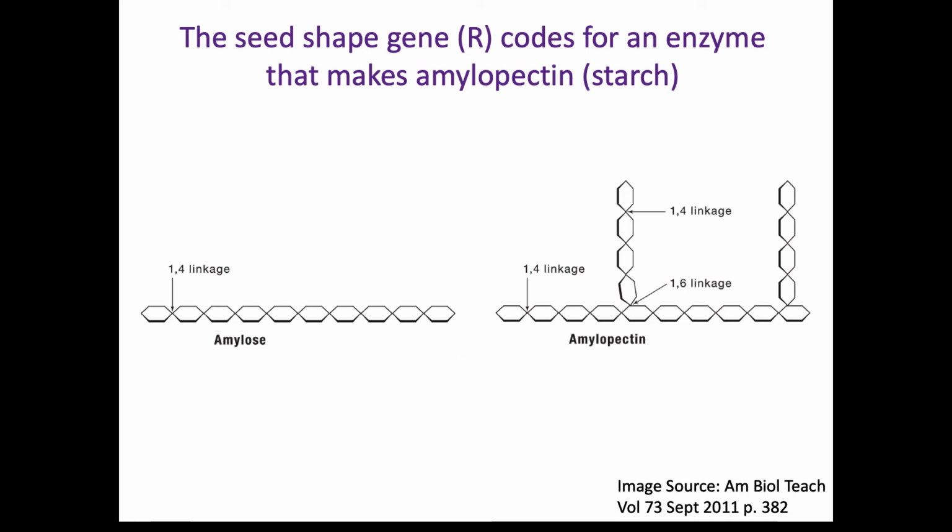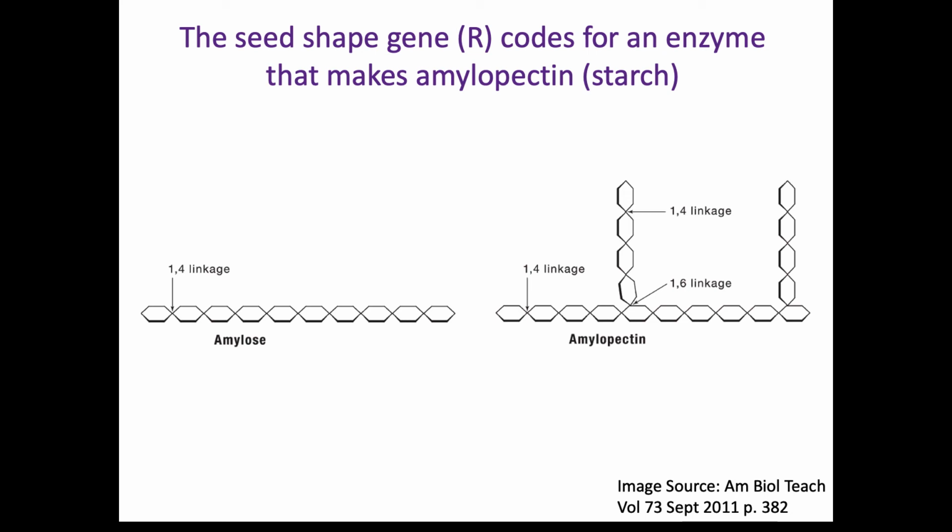It turns out that the R gene codes for an enzyme that makes amylopectin. In other words, it can give rise to these branched chains off of a linear chain. So what's the difference between these two alleles? The allele that codes for round and the allele that codes for wrinkled.